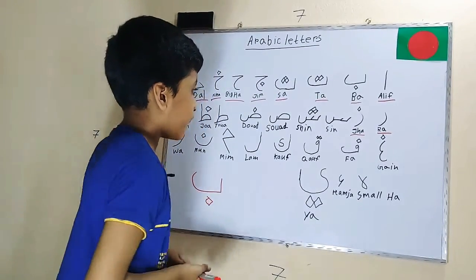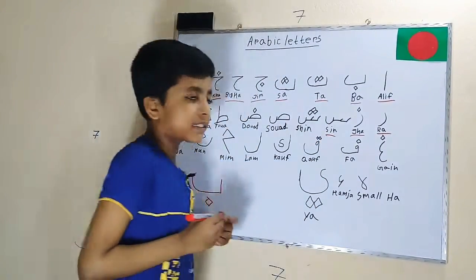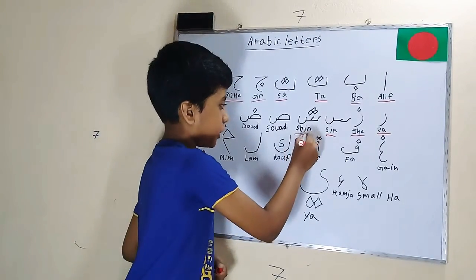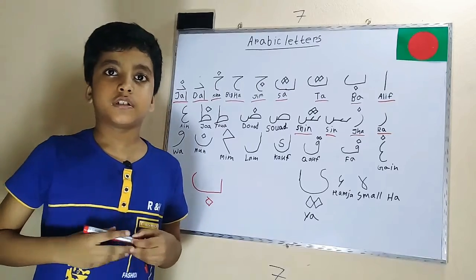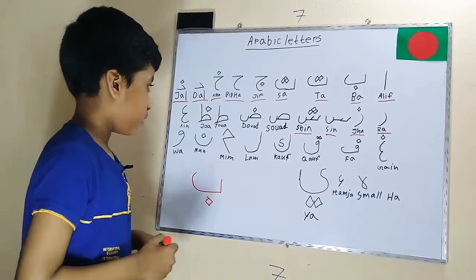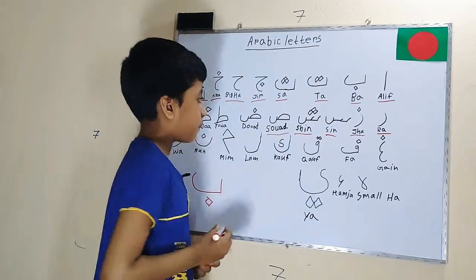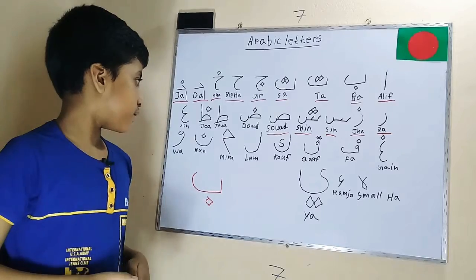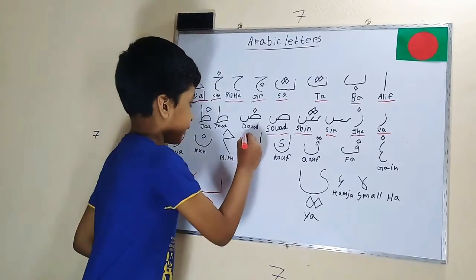So next we have sin. Sin makes the sound s. Next we have shin. Shin makes the sound sh. And sin and shin are pretty similar. Next we have souad. It makes the sound s, and it is pretty similar to douad, which is the next.